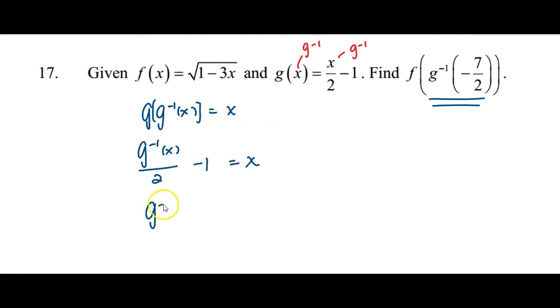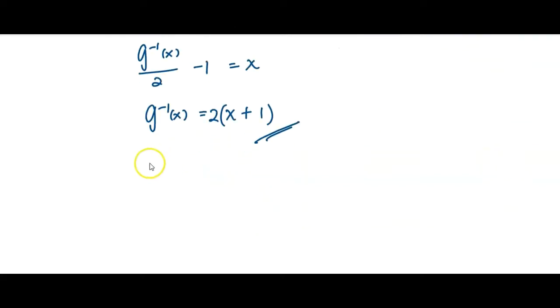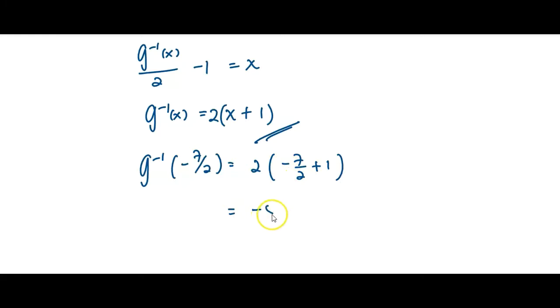And now we're trying to make the g inverse the subject. We're bringing the negative 1 over, we got x plus 1. And bringing the 2 over, we got multiplied by 2. So the g inverse will be 2 multiplied by x plus 1. After we get the g inverse, I'm going to get the g inverse of negative 7 over 2. Means that we put the x as negative 7 over 2 plus 1. What we have here is, I got it, negative 5.